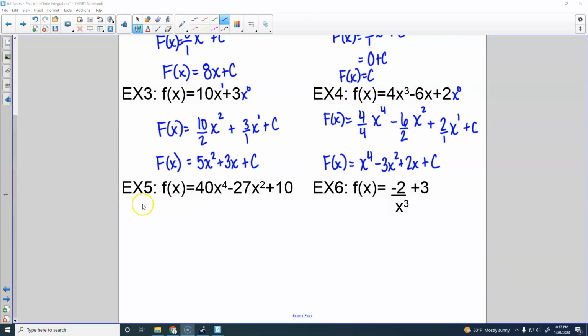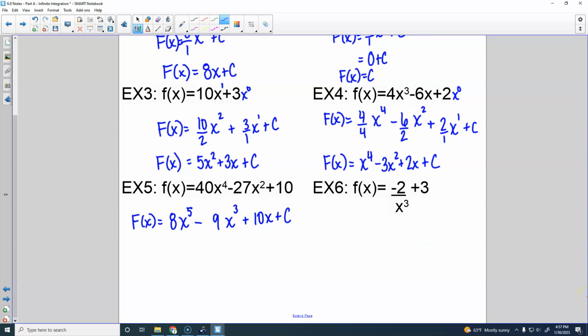Alright, so if we do example 5 here, I'm going to quit showing excessive work this time. You would have x to the 5th. You would divide 40 by 5, which would give you 8. Then for the next one, you would have x to the 3rd. You do 27 divided by 3, which would give you 9. And then you would have 10x, and don't forget to put the plus c on the end. Every problem needs to have that plus c on the end.